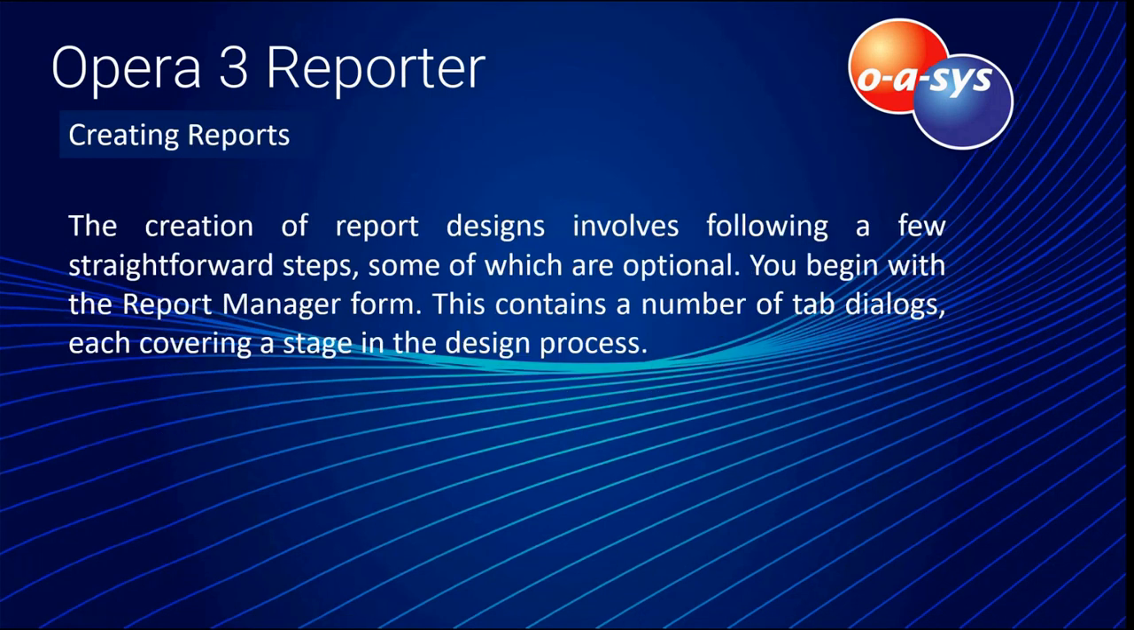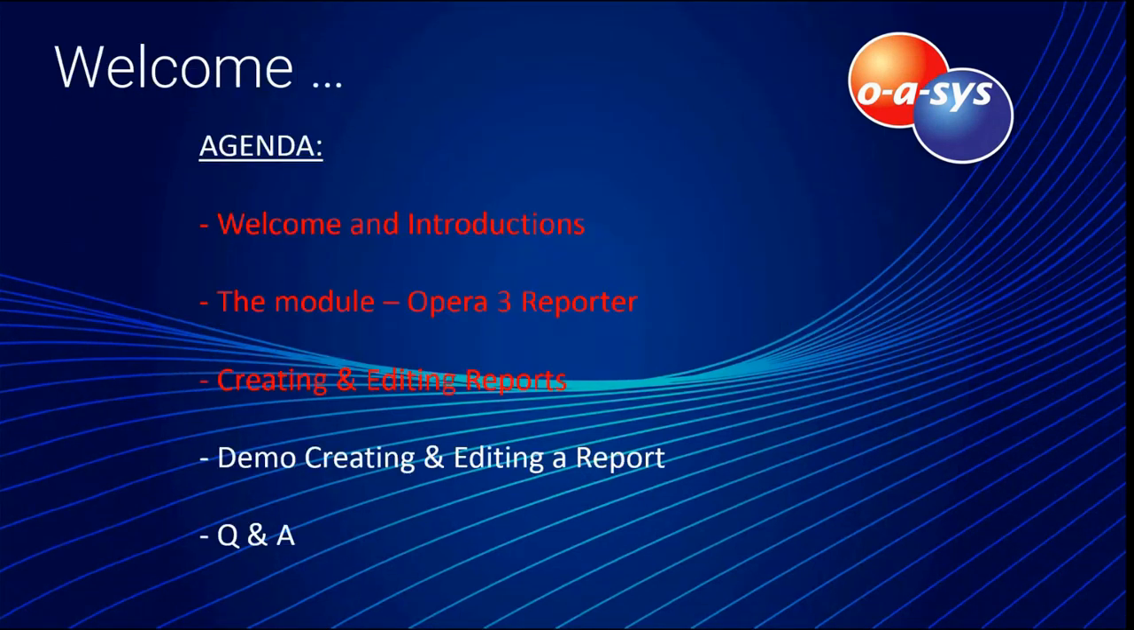It follows a straightforward process within the system, as in all Opera systems, and you begin with the report manager form, and this contains a number of tab dialogues, each covering a stage in the design process. And that's just very quick, a bit of theory about how we're going to build these reports. Now, the next step is we're going to go through these stages, building a new report, and we're going to do that in Opera as we go through it.